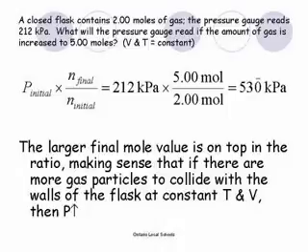Please note the line over the 0 in the 530 indicating that that 0 is significant. So there are 3 significant figures in the answer. The larger final mole value is on top in the ratio, making sense that if there are more gas particles to collide with the walls of the flask at constant temperature and pressure, then pressure will increase.